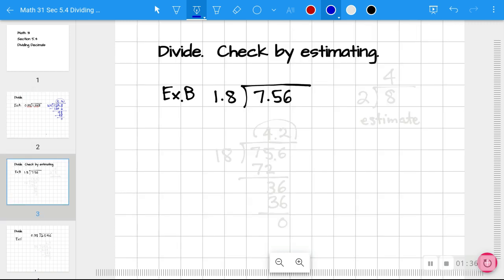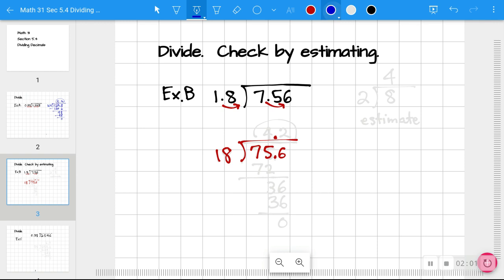Okay, here's another example. We're supposed to also estimate the answer. So let's start by clearing the divisor of decimals. Move that over 1 spot to make it 18. And then the dividend over here, you have to move the decimal the same number of places. So you get 75.6, and our decimal will be above that decimal.